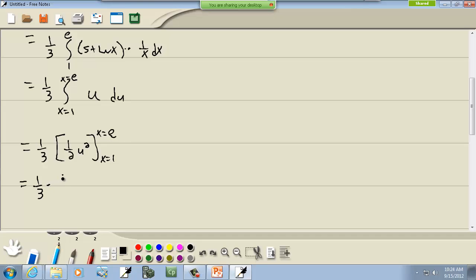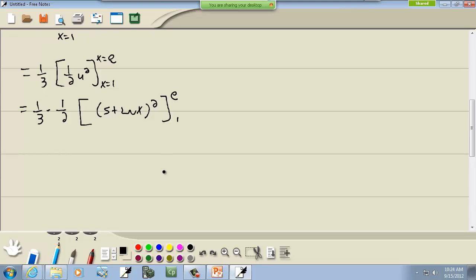The 1/2, let me go ahead and put that out in front so I don't have to worry about it. So we got 5 plus natural log of x squared. And these are now back to x values. So 1 to e. Well, that gives us 1/6. And here I could plug in these values. So that gives me 5 plus ln of e squared minus 5 plus ln of 1 squared.